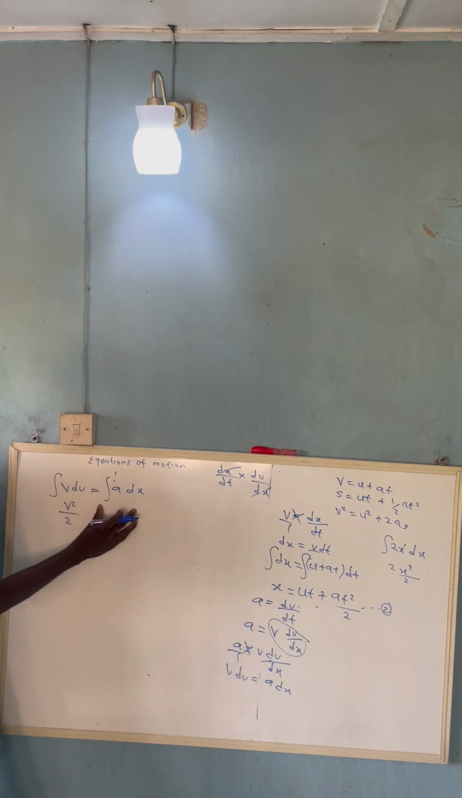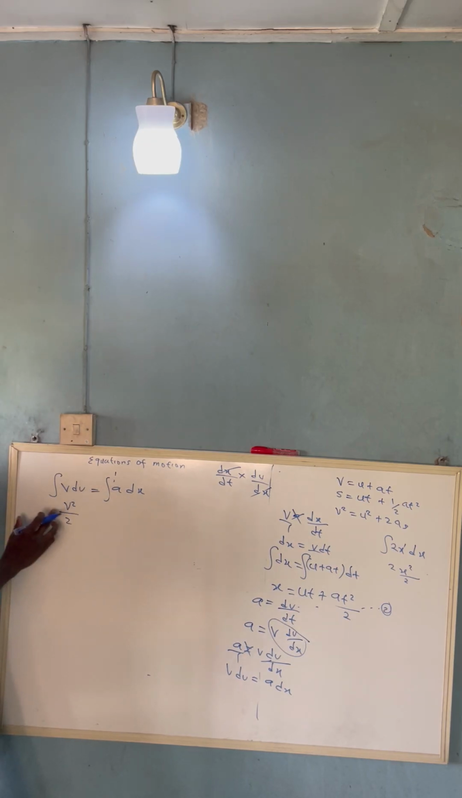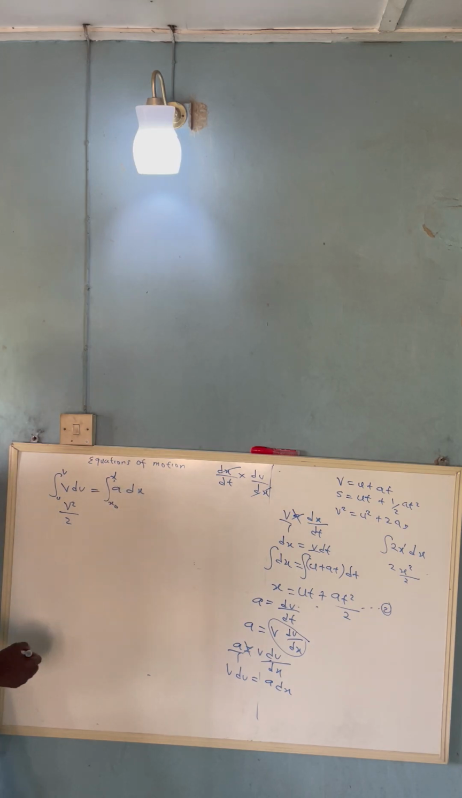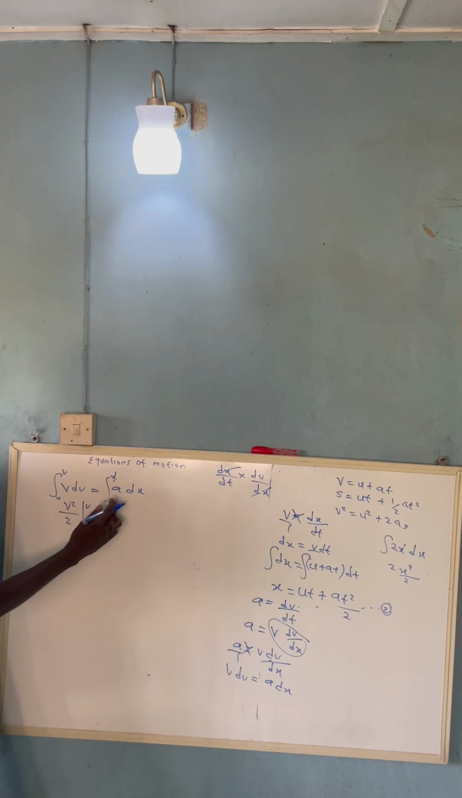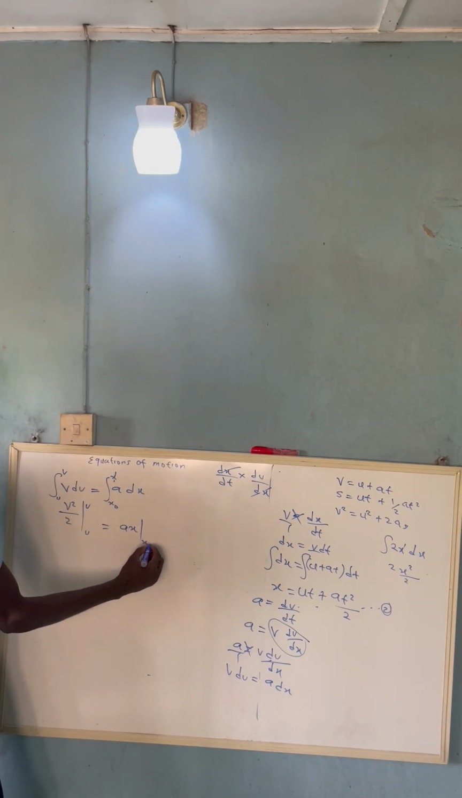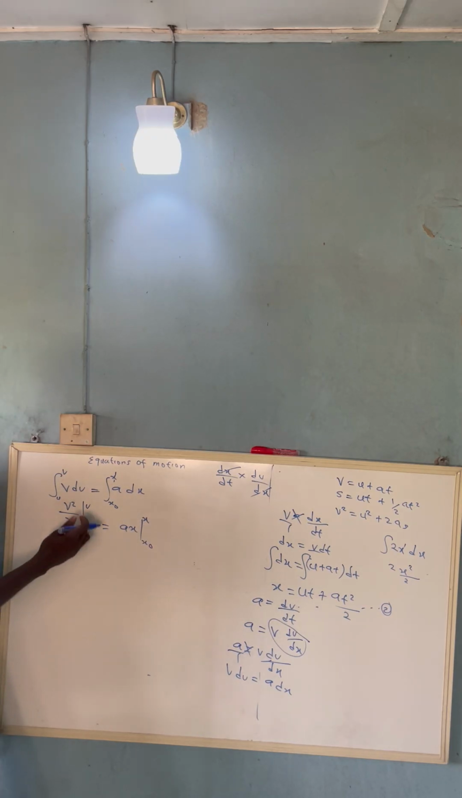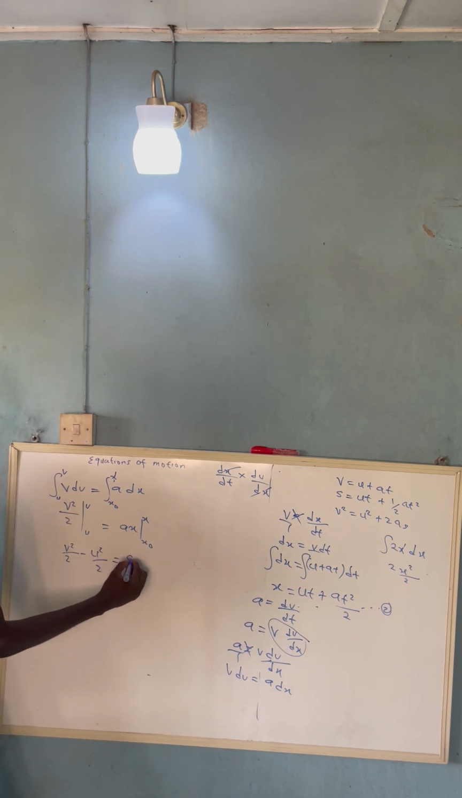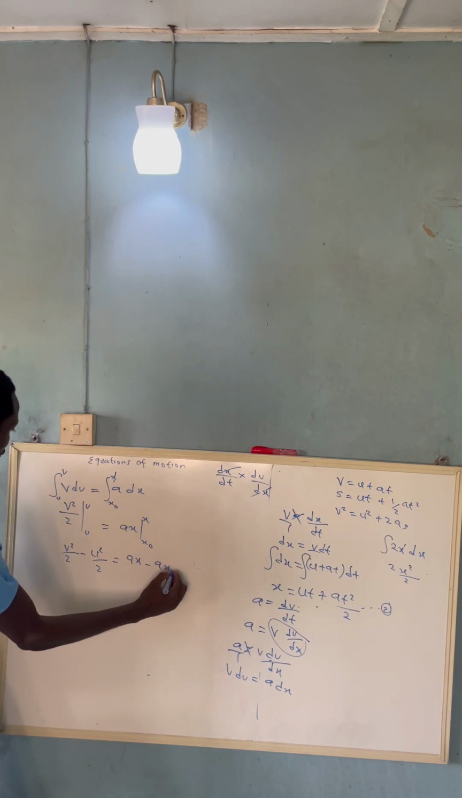But we are still dealing with a definite integral. That means we have boundaries. We are moving from initial to final. Here in displacement, we are moving from the initial displacement x naught to the final displacement x. So we have u to v on one side, and if we integrate a with respect to x, we are going to have ax, from x naught to x. If we put in our upper and lower limits, we have v squared over 2 minus u squared over 2 is equal to ax minus ax naught.